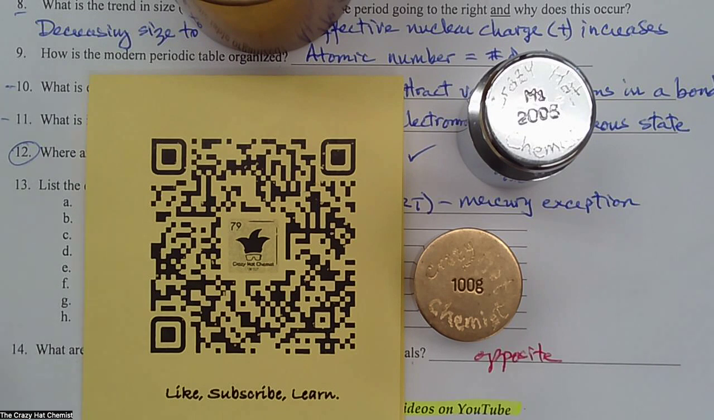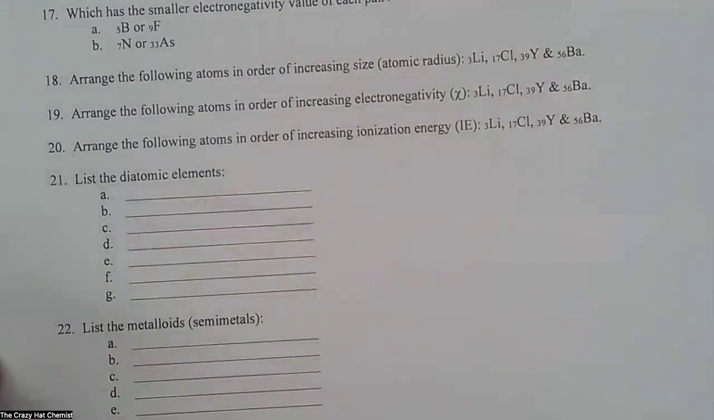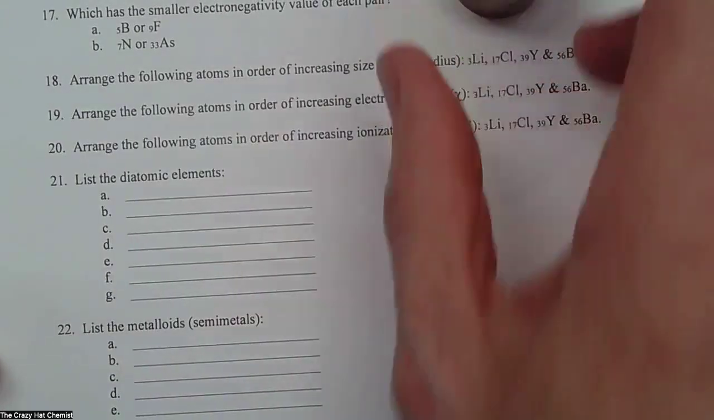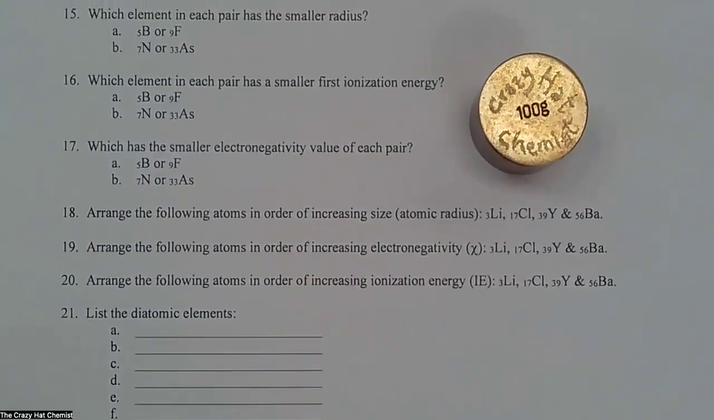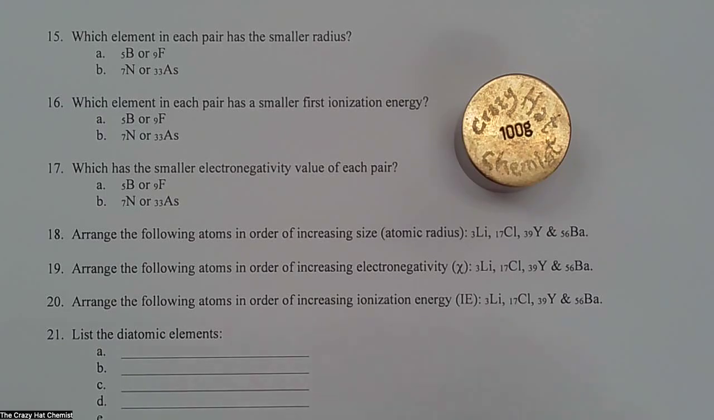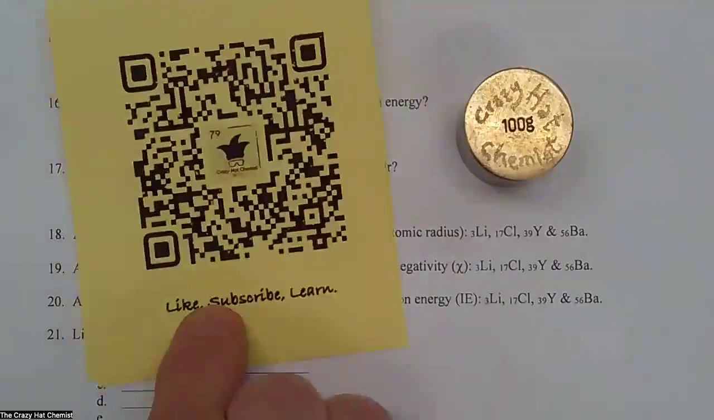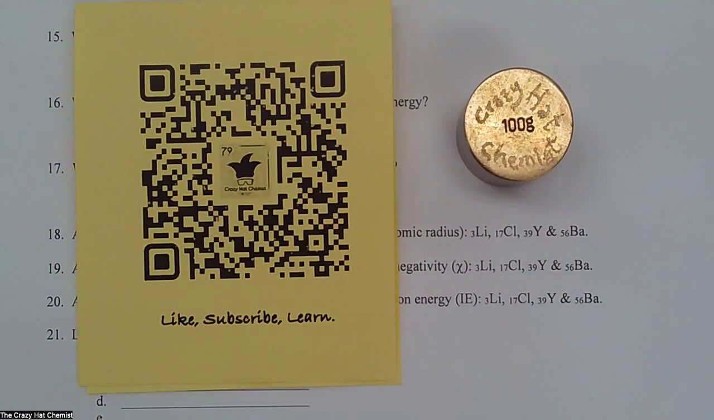So let's see what we got. All right. So what we need to do is flip this worksheet to the other side, so that we do the back side of this worksheet. And so here we go. We got some more problems to do. Remember, this is kind of a cumulative review of periodic trends in chemistry. That's what we're doing here, folks.